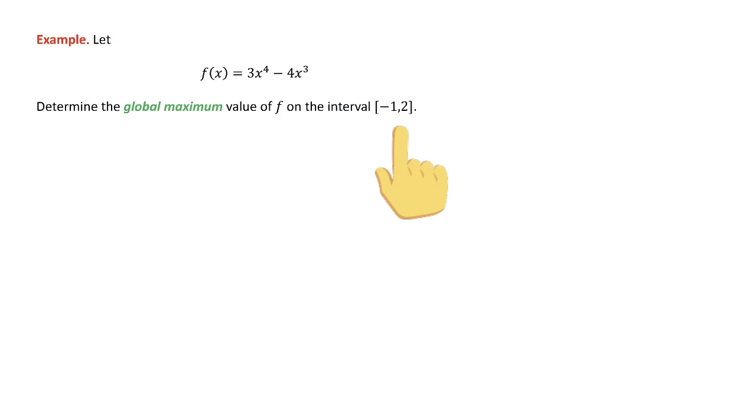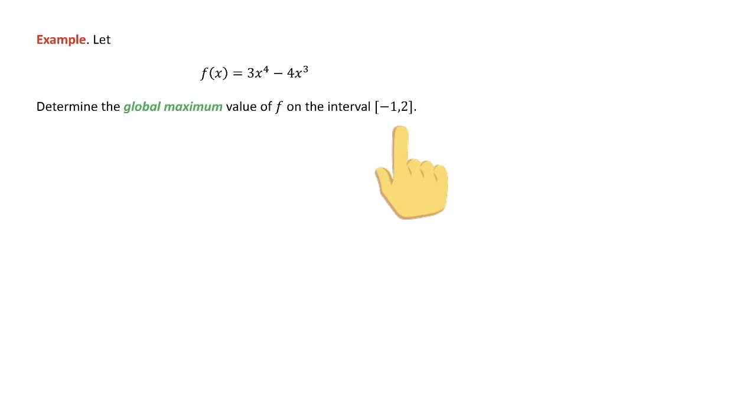Determine a global maximum value of f on the interval [-1, 2]. Now, of course, this is a completely artificial problem, but we still test a procedure. And again, it's not just ad hoc. You just don't make it up every time you do a problem. It's a very defined procedure, and it's very easy to use in any dimension.